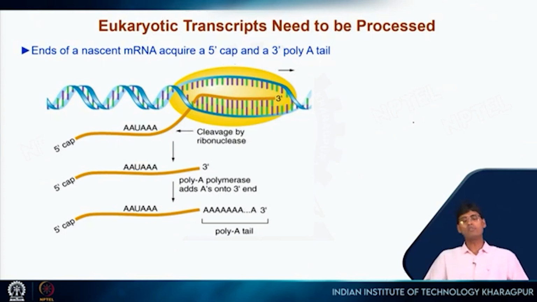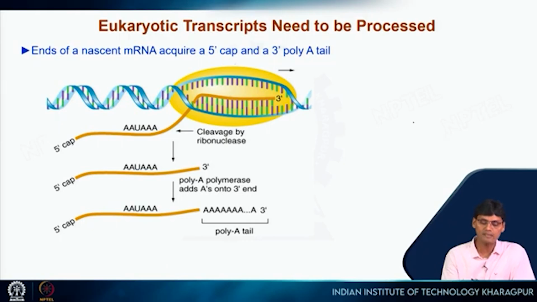Now, in eukaryotes, the overall mechanism, like I always say, the fundamental mechanism is the same, but with a little bit of variation. In eukaryotes, we have some more complexities, that's all. So, as you can see here, eukaryotic transcripts need to be processed. Transcripts means the RNA, particularly here we are considering mRNA.